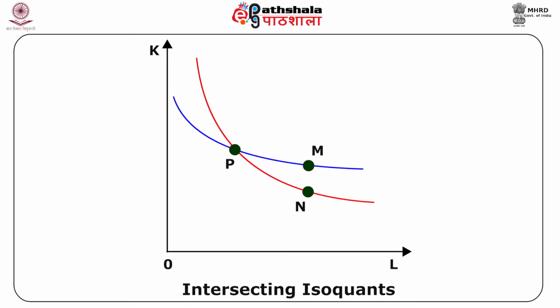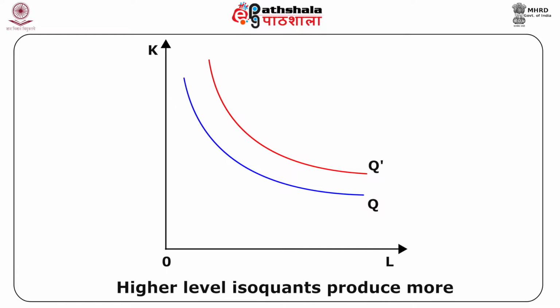This implies that output at M and N are equal, so that they should lie on the same isoquant. However, it can be seen clearly from figure 3 that M and N lie on different isoquants. So, the level of output at M and N cannot be the same, as this leads to a contradiction, thereby showing that two isoquants cannot intersect. C. A higher isoquant represents a higher output level.